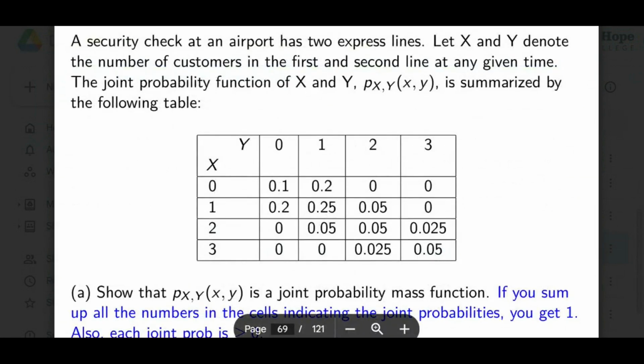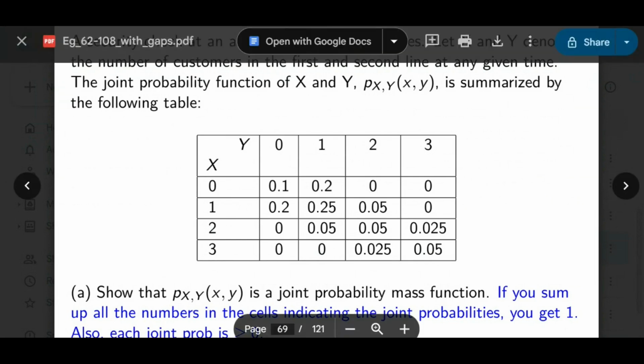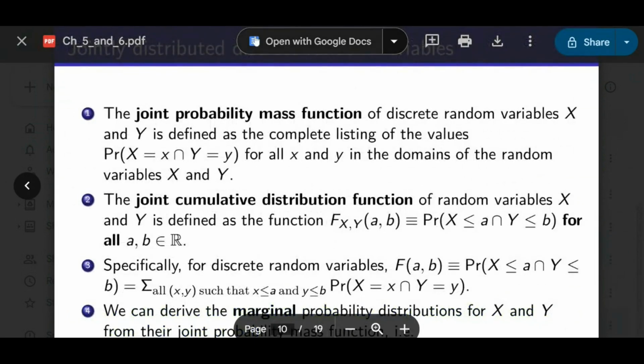Okay, so let me just flash to an example. When we talk about jointly distributed random variables, I'm talking about a probability distribution like this. In other words, now you have x and y and the joint probabilities. What does this 0.1 mean? This means the probability that x is 0 and y is 0 together. Okay, so that's the shape of a jointly distributed random variable. So you see, the joint probability mass function of a discrete random variable is defined as the listing of all joint probabilities. Okay.